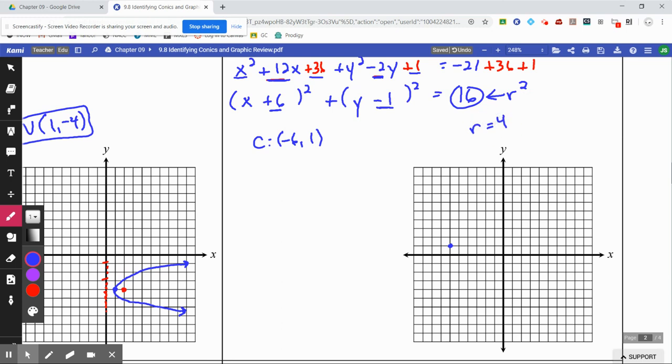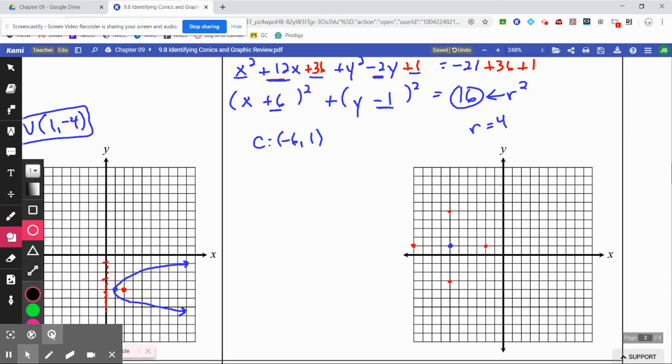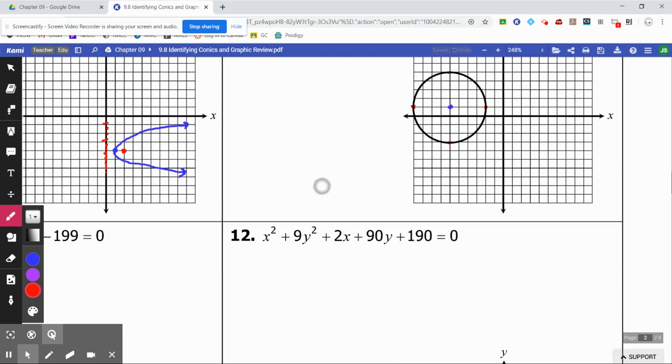Let's go ahead, up 4, down 4, left 4, right 4. And there those points are. Now let's connect our dots, and that would be our circle. And there you go. Next problem, number 11.